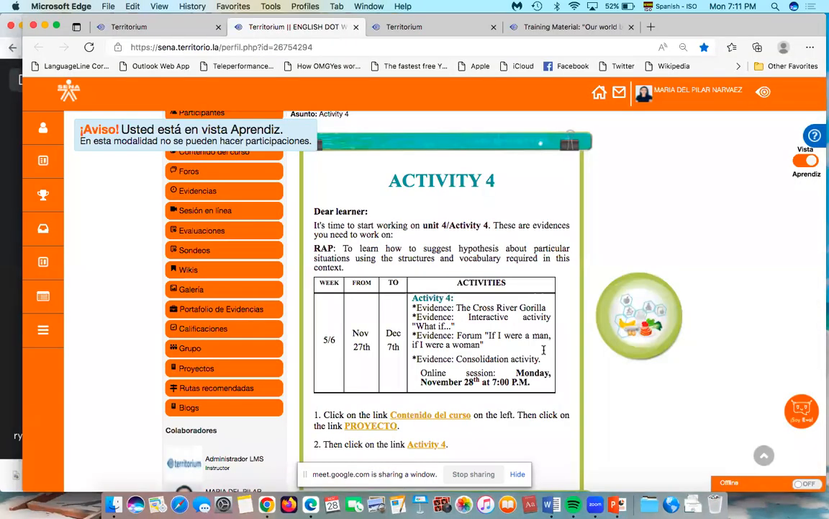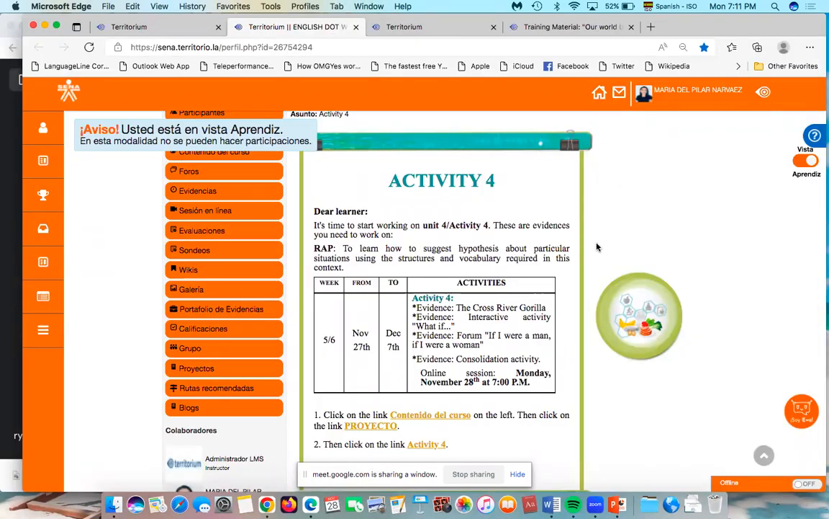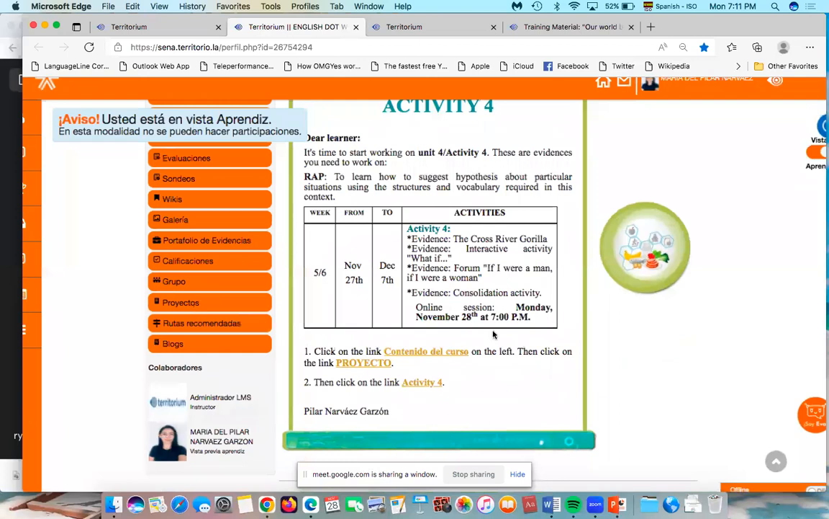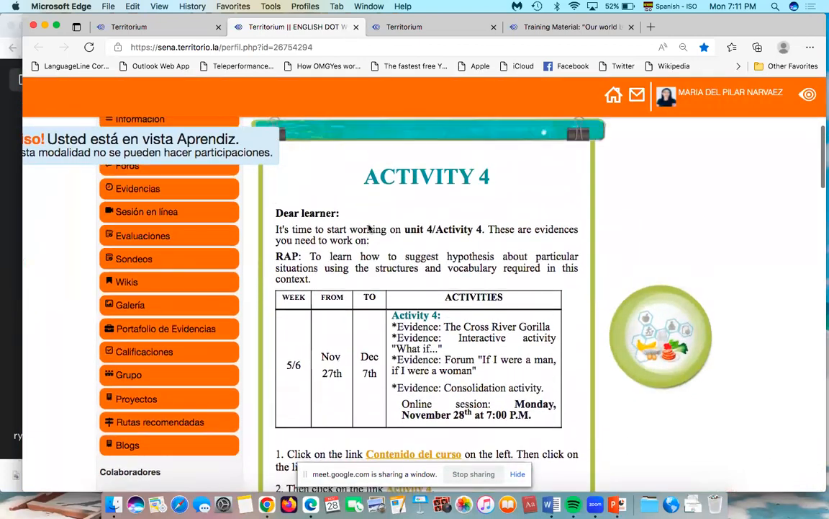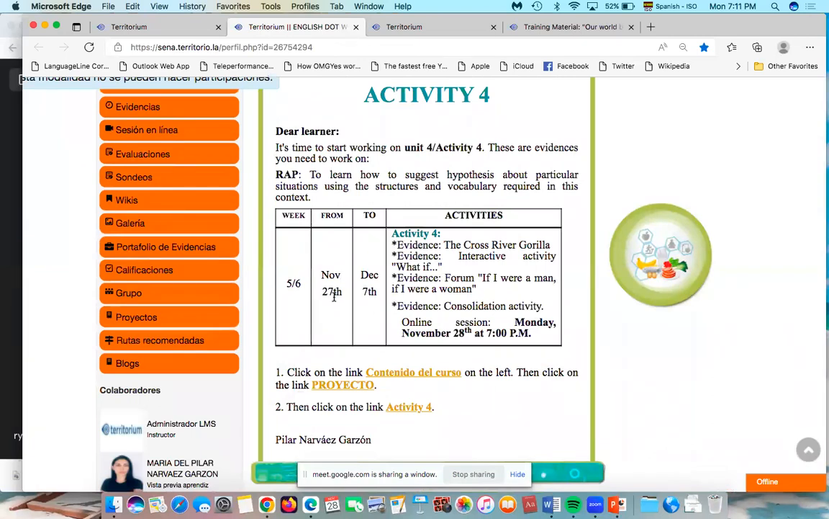We're going to start with the presentation of the activities that you need to do on Unit 4, okay? This unit started yesterday, November 27th, and it's going to finish on December the 7th, right? And today we have our online session.